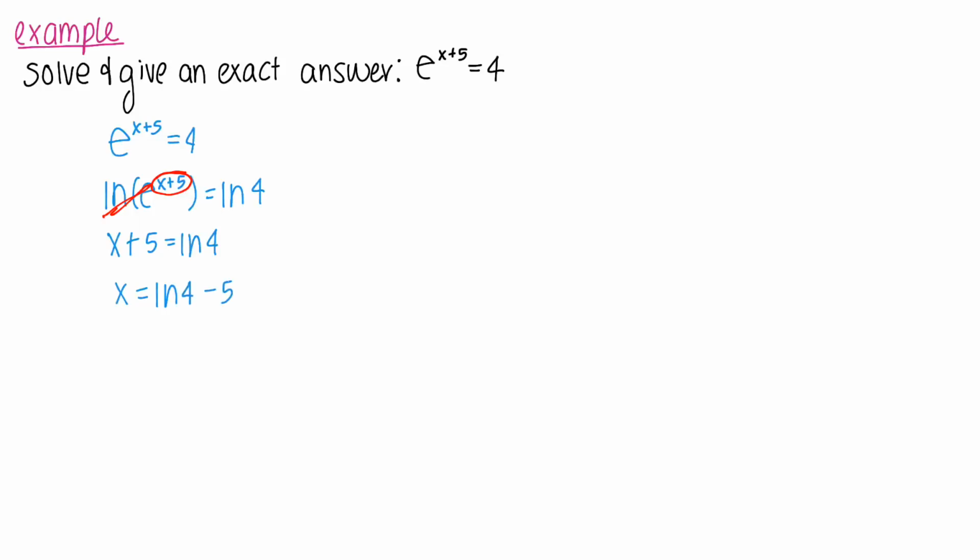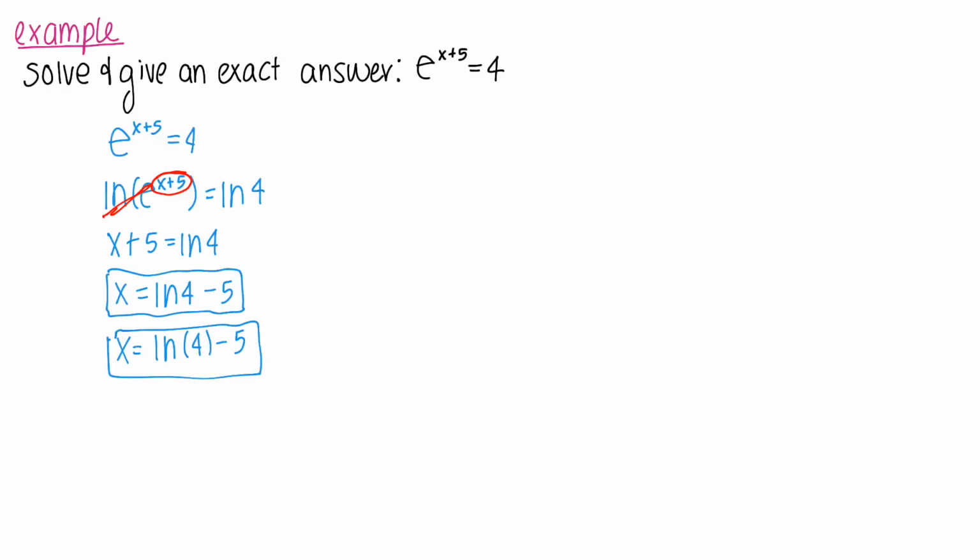And I want to clarify, this is ln parenthesis 4 end parenthesis minus 5. Both of these answers are correct the way they're written, but to be very clear, you can't subtract the 5 from the 4 because the 4 is stuck inside of a logarithm. An exact answer means don't plug it into your calculator, just leave it the way it is, and that's that for it. So not a bad second to last problem.